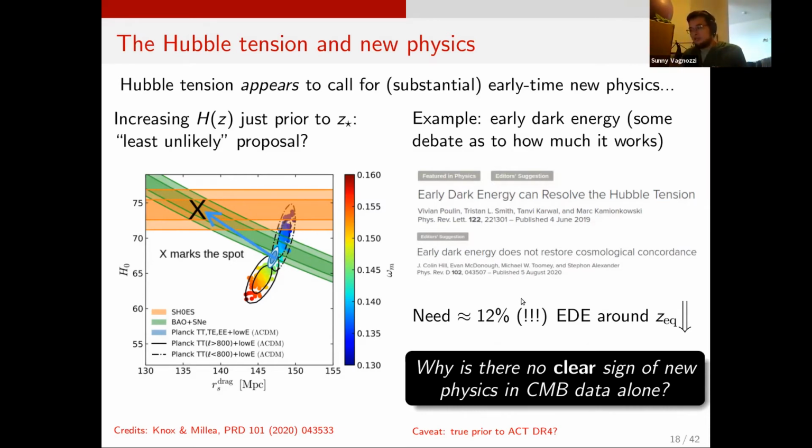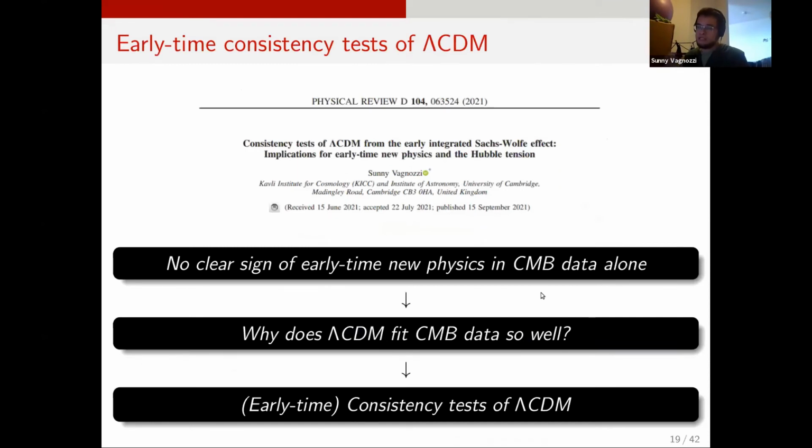So the question is, if there's so much new physics around the time the CMB formed, why are we not seeing it in the CMB alone? Why, if you take Planck's data, is it remarkably in agreement with lambda CDM? Why don't we see any sign of new physics? So this is why I motivate consistency tests of lambda CDM. And I'm going to talk about a particular test I proposed in a recent paper, which came out last month, based on the so-called early ISW effect.